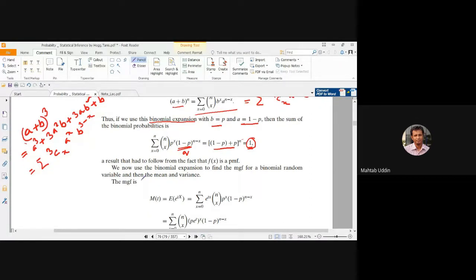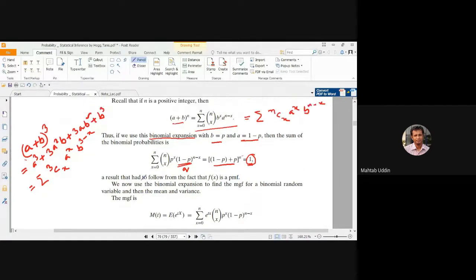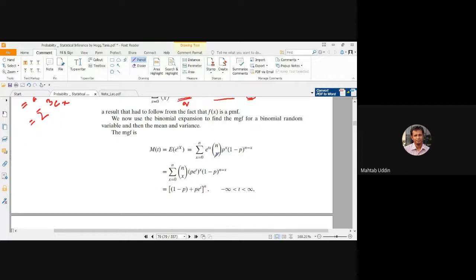Now you have to find the moment generating function. Be careful, we'll use this several times. Here, the moment generating function, we know M(t), is the expectation of e to the power tx. So the sum of e to the power tx f(x). Here, we'll take nCx. e to the power t and p both have the power x, so we can write them within a bracket. Can you write it?